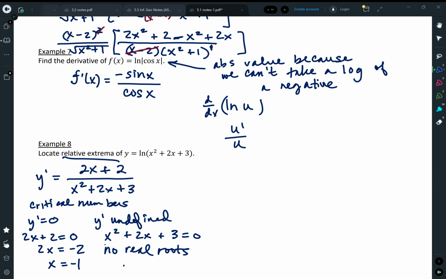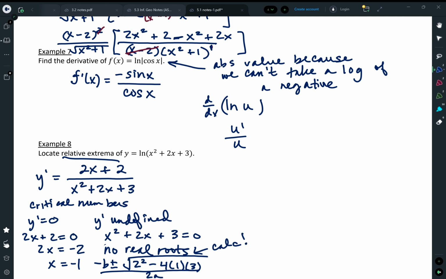The part inside the square root, the b squared minus 4ac part, would be 2 squared minus 4 times 1 times 3. So we can really quickly see how that'd be a negative. But again, use your calculator. Use your calculator if you can.